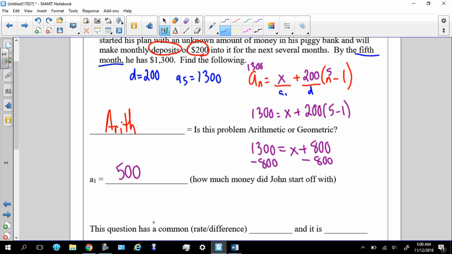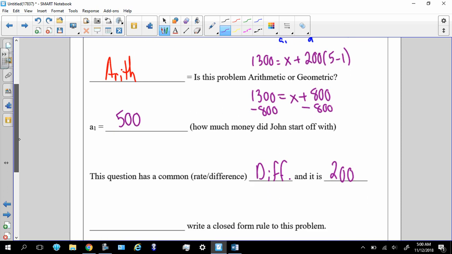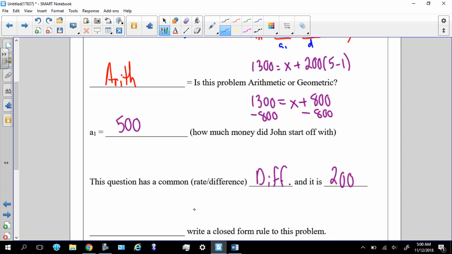Now, because this is arithmetic, does it have a common difference? Yes, and it is $200 because he's adding $200 every single time. What is the closed form rule? Well, again, it is something plus something times n minus 1. My first term ended up being 500. My common difference ended up being 200.